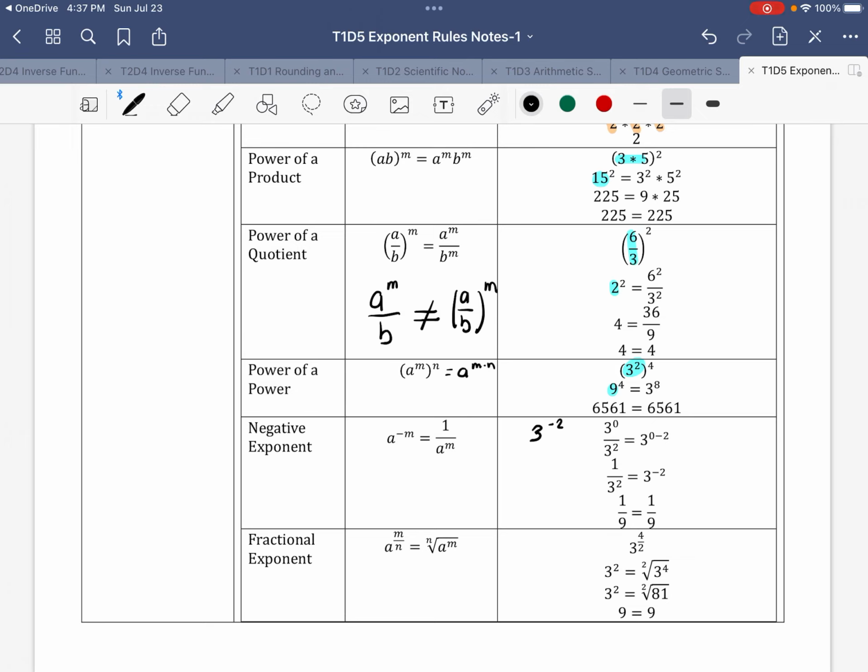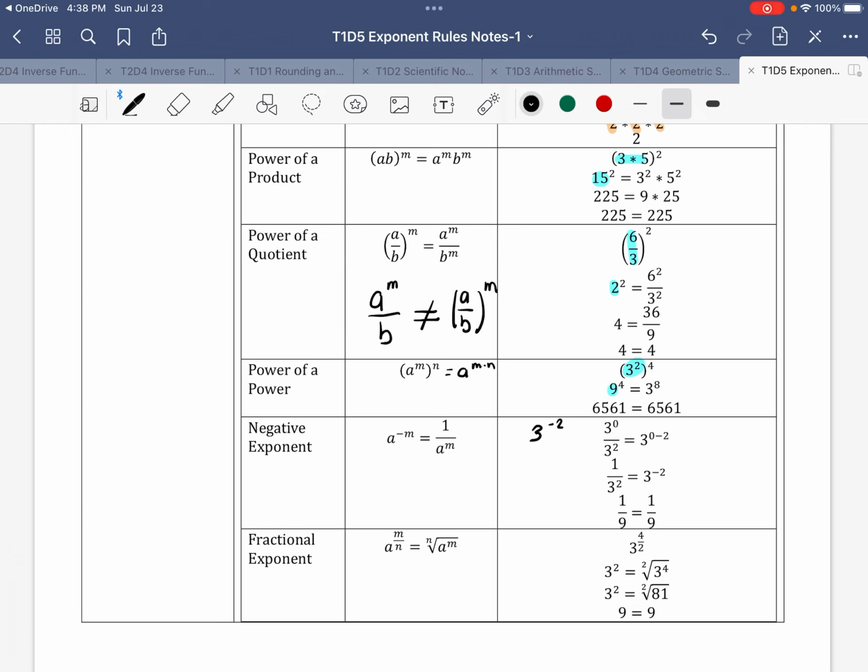We can rewrite it as 3 to the 0th over 3 squared. And we are using that quotient rule from before. 3 to the 0 minus 2 is 3 to the negative 2nd power. And then 3 to the 0th power, anything to the 0th power, we know equals 1. So 1 over 3 squared is equal to 1/9, which is equivalent to 3 to the negative 2nd power, equaling 1/9.